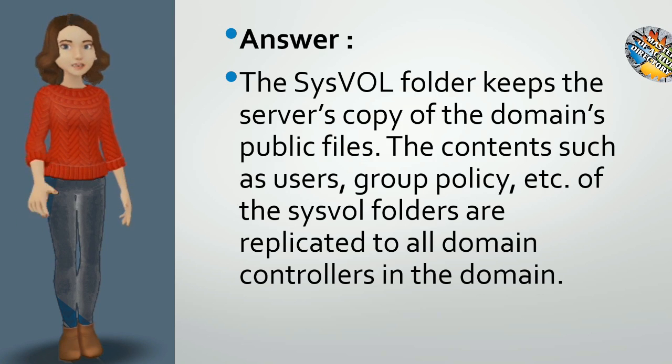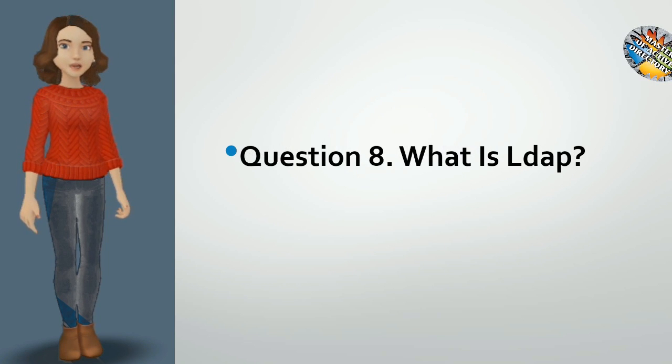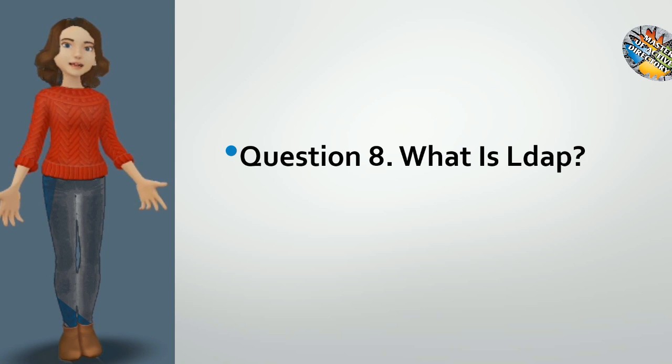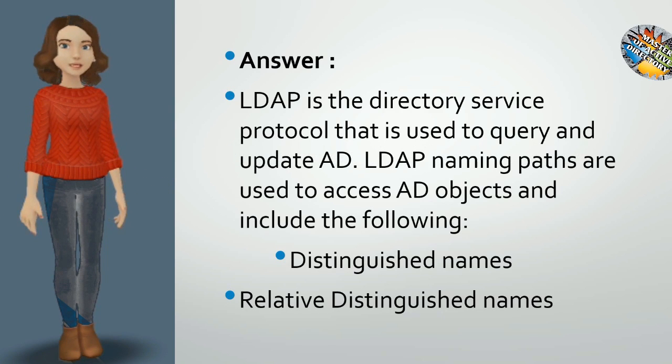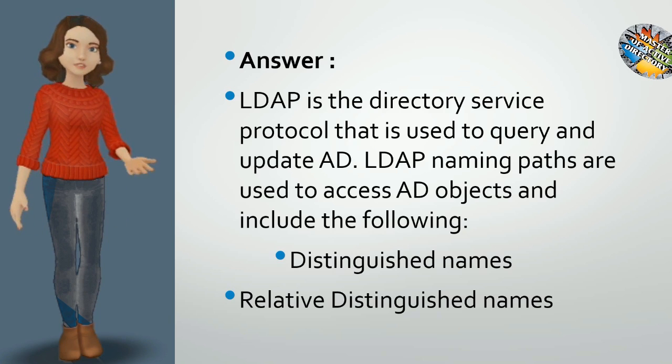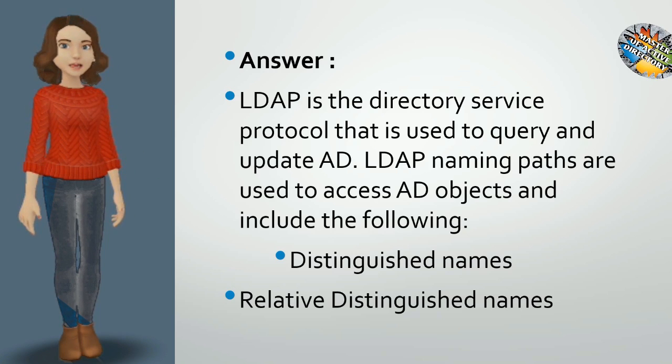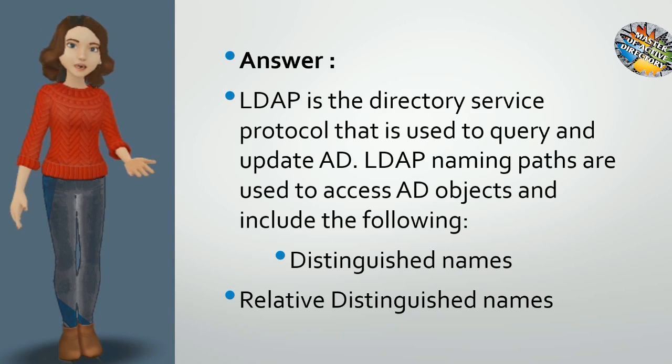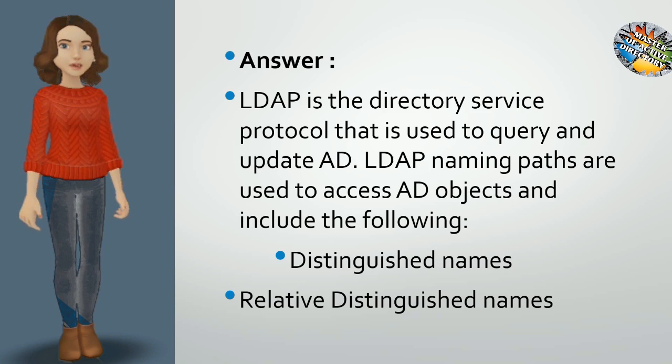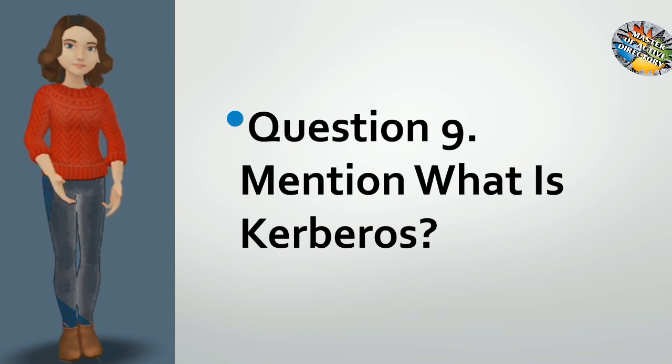Question 8. What is LDAP? Answer. LDAP is the Directory Service Protocol that is used to query and update AD. LDAP naming paths are used to access AD objects and include the following: distinguished names, relative distinguished names. Question 9. Mention what is Kerberos.